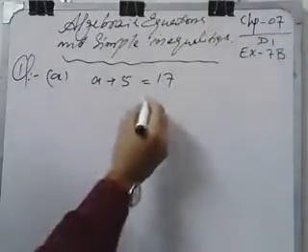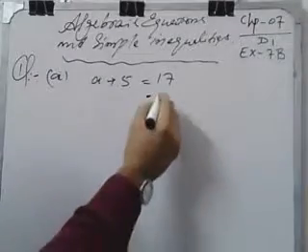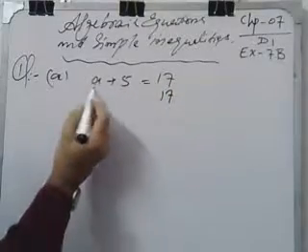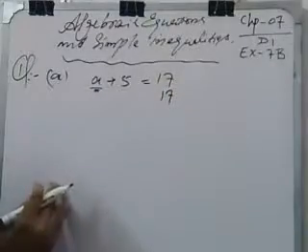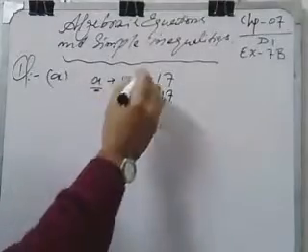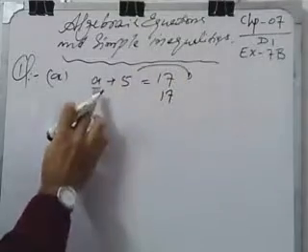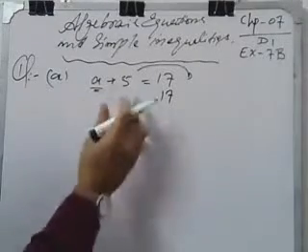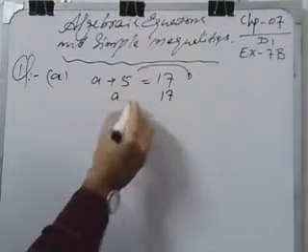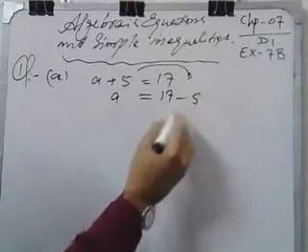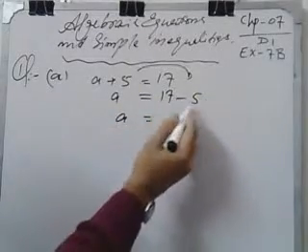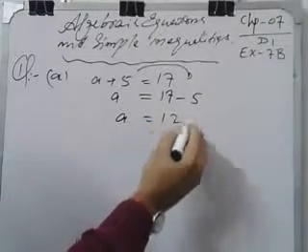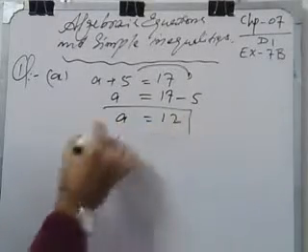So my dear students, in previous lecture we have discussed that whenever you solve the equation, then you have to find the value of variable. That is, here variable is a. So constant term should be shifted at one side and the variable remains at one side. So it will give you a is equal to 17 minus 5, you will get 12. So the value of a is 12.